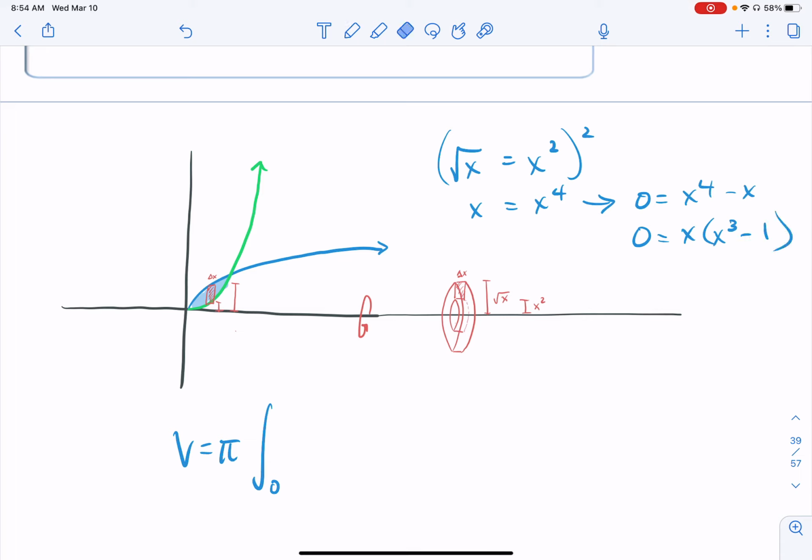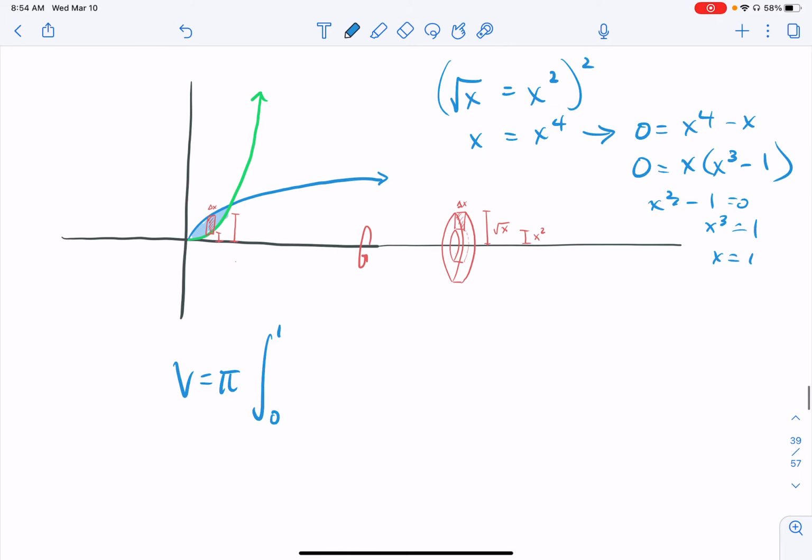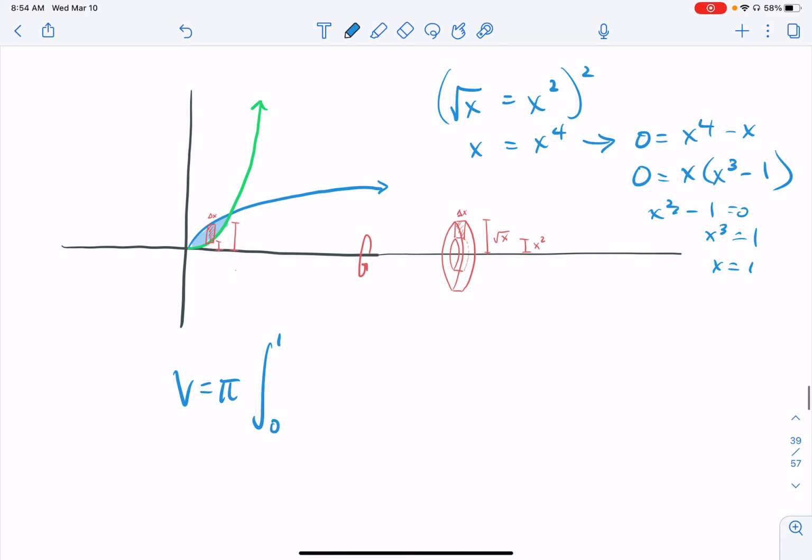So our first solution, x is equal to 0. Well, we already knew that one. And then we have x cubed minus 1 is equal to 0. x cubed is equal to 1, so x is equal to 1. Not plus or minus, because it's odd. There you go, so there are our bounds of integration. Like you said, you could have guessed it, since they're inverses of each other. So inside the integral, we will do the outer radius, which is being squared, the square root of x squared, minus the inner radius squared, x squared, with respect to x.